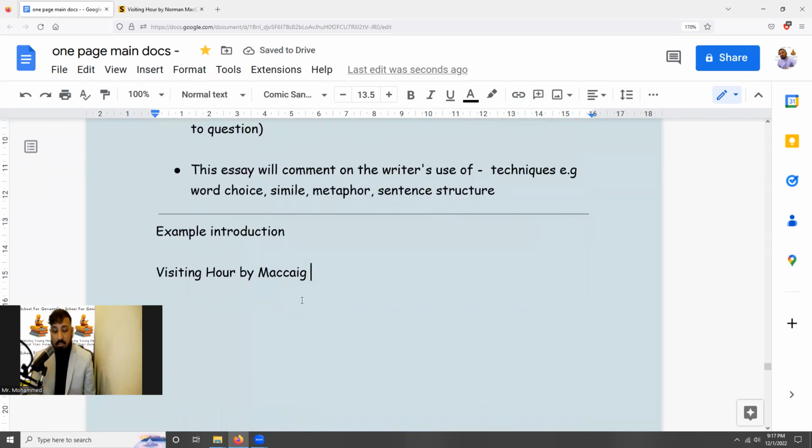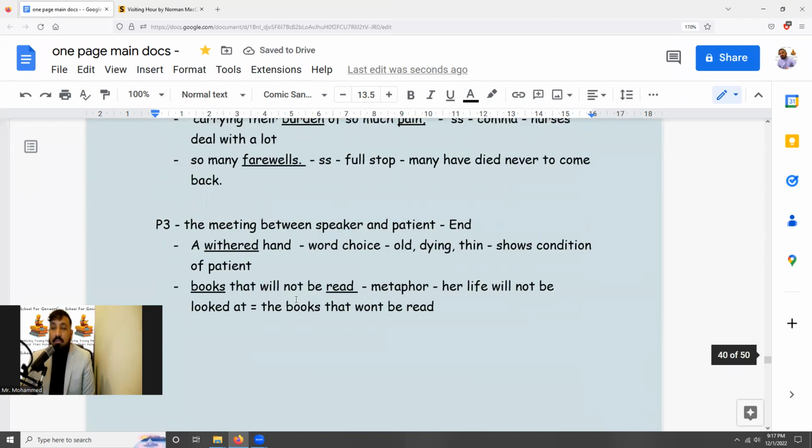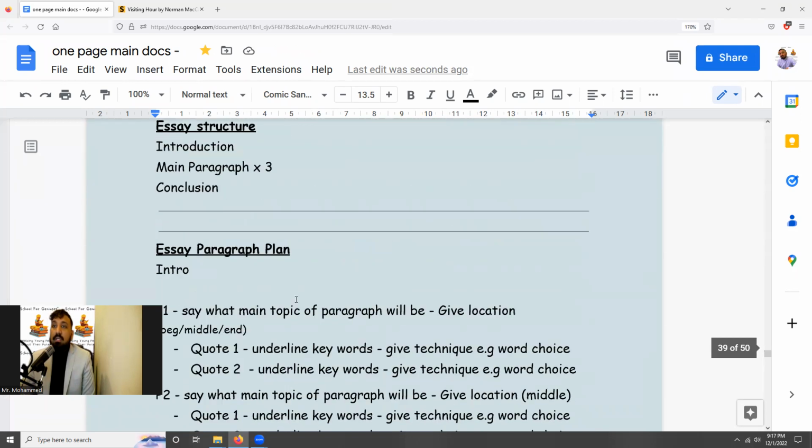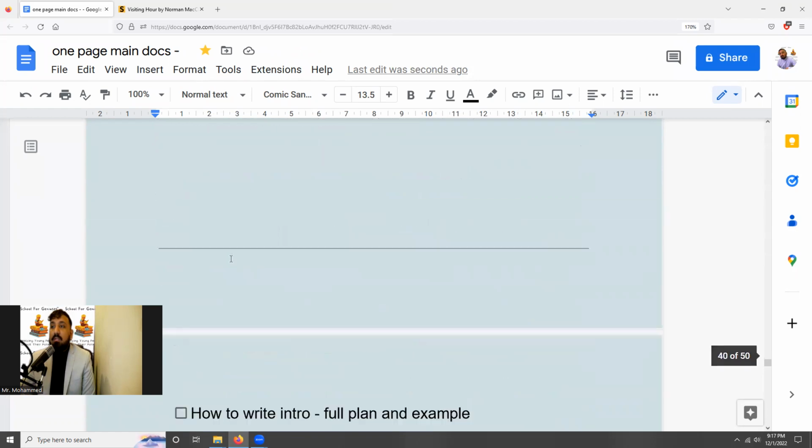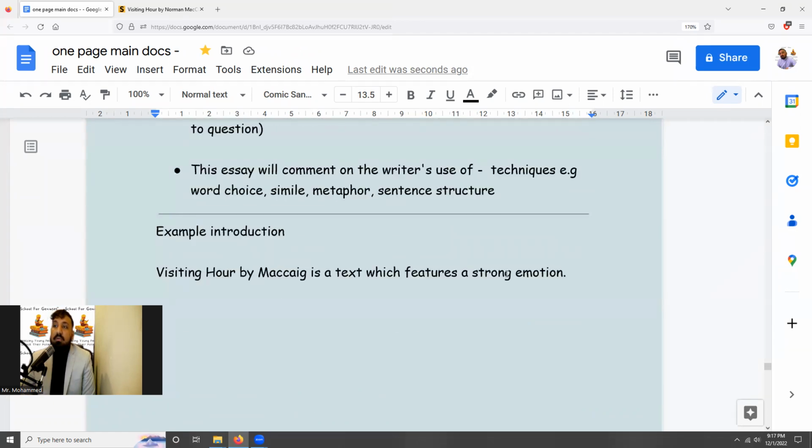We're going to use the emotion one. Is a text which features a strong emotion. And again, all I did is I literally just quoted word for word what the question said. If you look at the question here, power, which deals with a powerful emotion. Choose the text which deals with a powerful emotion. So literally just quoting word for word.